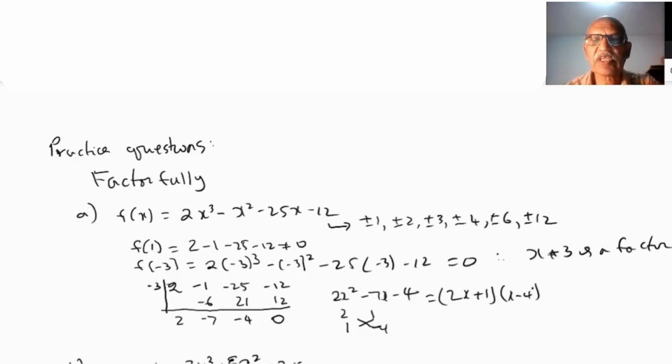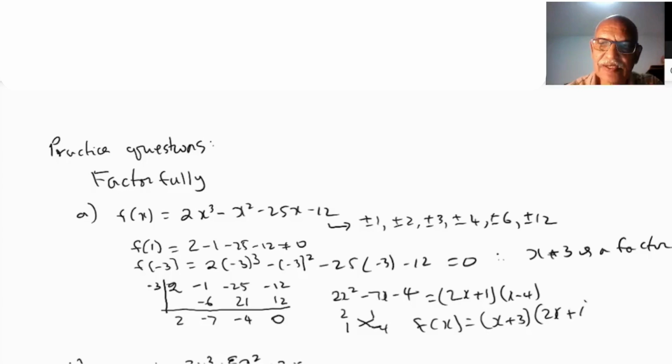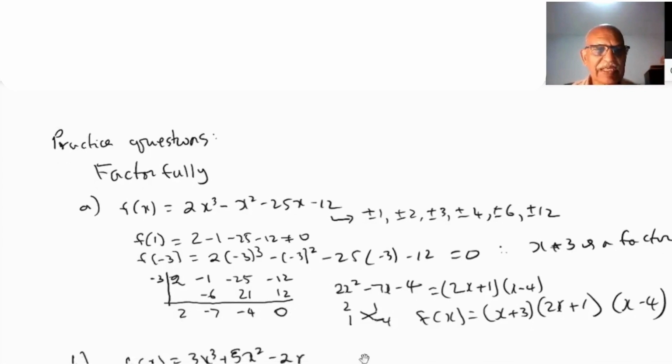Therefore, the final factors of f(x), I don't forget the first one, which was x plus 3, and then 2x plus 1 and x minus 4. These are the three factors, the completely factored polynomial. Okay, this is the first big example here.